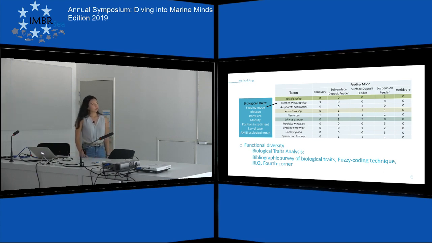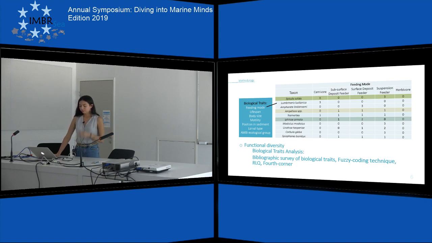So for my traits matrix, I made use of a fuzzy coding technique where each modality was given a score of 0 to 3, with 3 being a full affinity towards the expression of that modality and 0 being no affinity. So for example, if you look at the first row, you see Spisula solida, which is a bivalve, and it's exclusively a suspension feeder, so it's given a score of 3. And I did this for every single biological trait for each of their modalities.